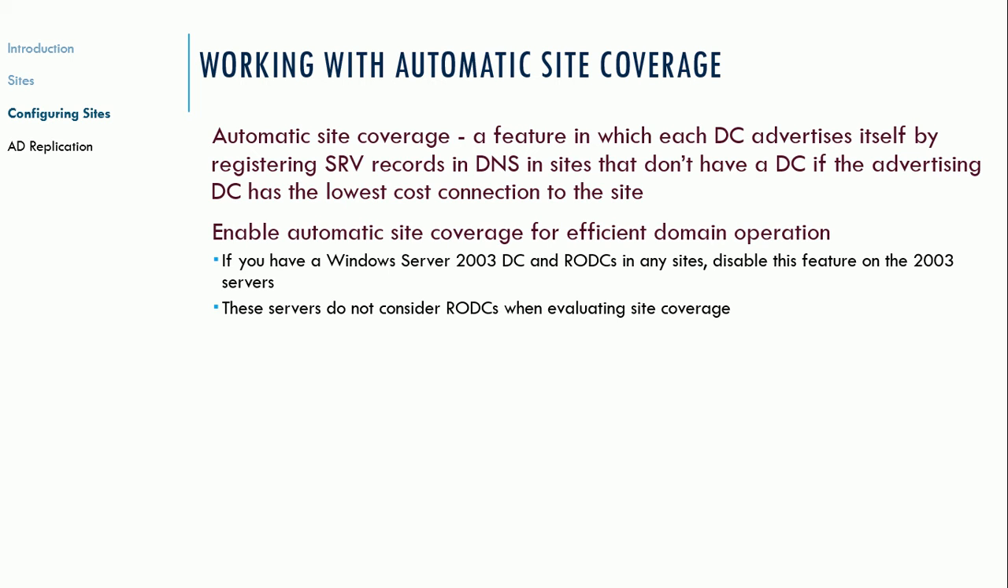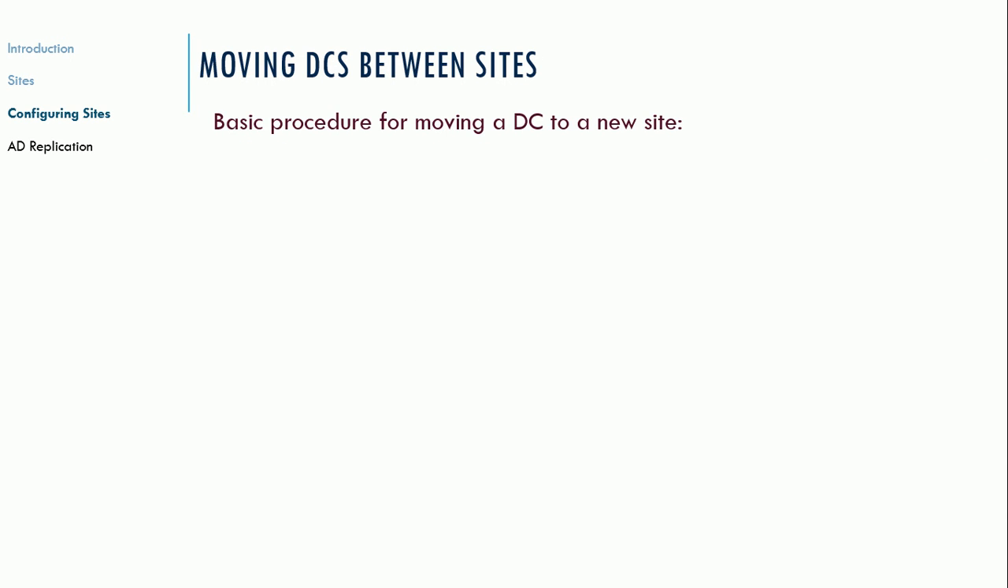So if you have Windows Server 2003 and read-only domain controllers in any sites, you're going to disable this feature because the servers do not consider RODCs when they're evaluating site coverage. In other words, with remote read-only domain controllers at the 2003 functional level, when a client workstation checks to see what's the most appropriate domain controller, they may get read-only domain controllers that are not at their site in addition to other domain controllers. So you may want to disable this feature because it sort of defeats the purpose of having sites at that point, if it's going to query over a slower WAN link anyway, because it wouldn't understand that it's not at the local site.